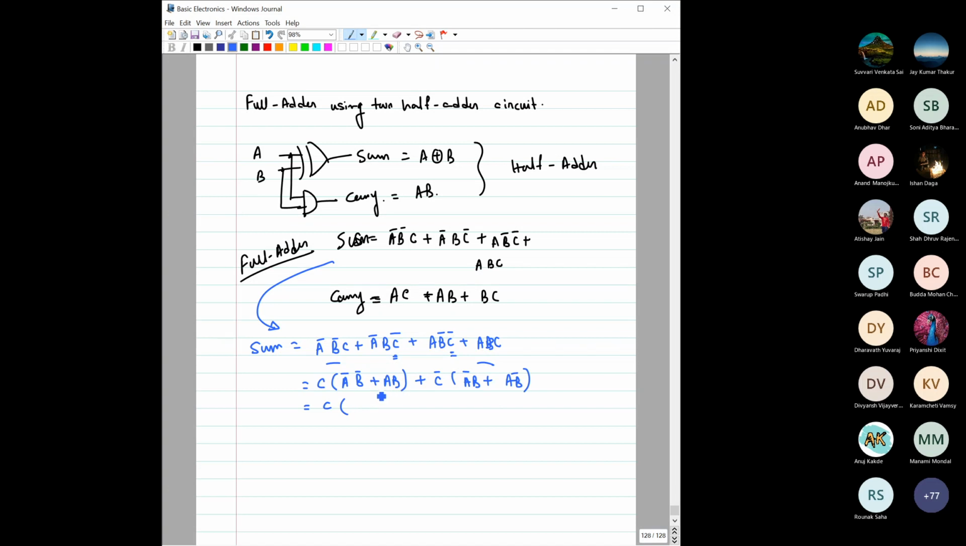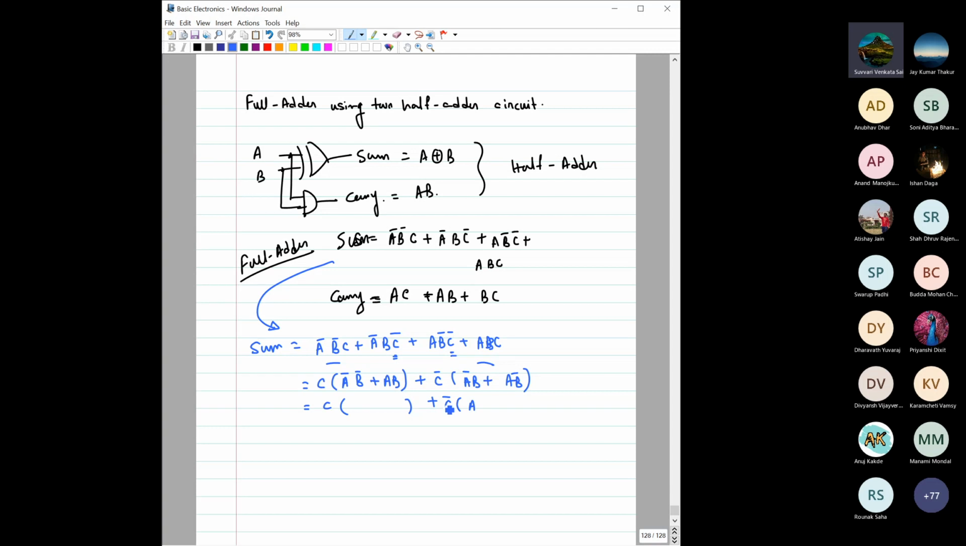So this one we can write. This is what actually? Sir, A bar XOR B. A bar XOR B. And what is the inverse of XOR? What is the inverse of XOR? XOR itself. No idea?